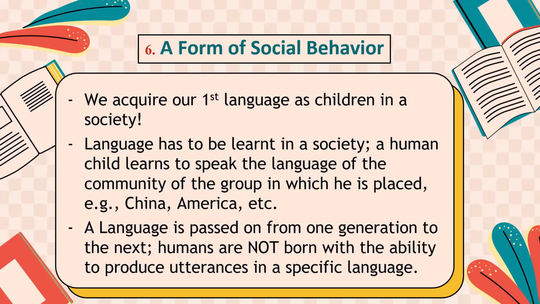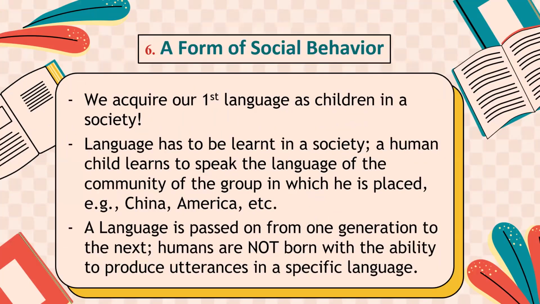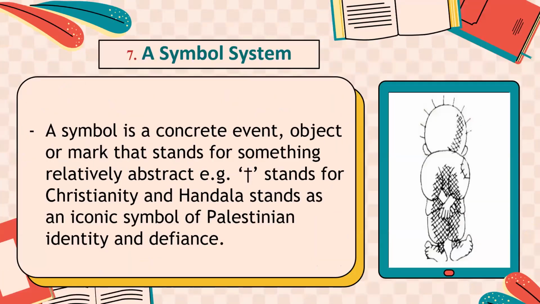So yeah, it is a form of social behavior. A simple system, okay? A symbol system. When we say a symbol, we mean it is a concrete event, object, or mark that stands for something relatively abstract. ما احنا نقصد الرمز او اي حدث صار.